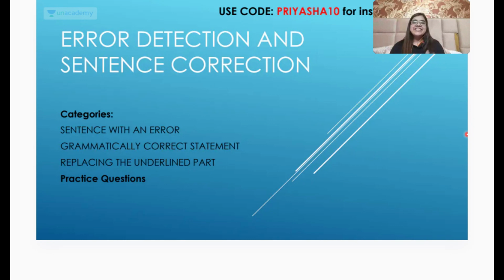All right. So in today's session, we'll be taking up 3 categories of questions. The first category will be the sentence with an error. So this is generally asked in the examination.